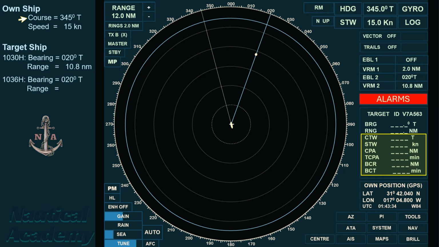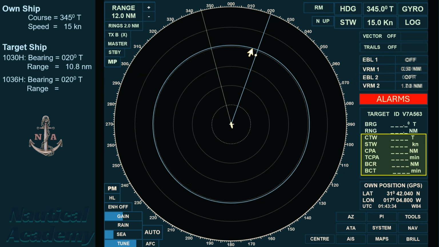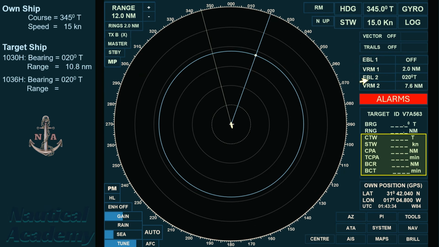If both the target and own ship maintain their present course and speed, the target will continue to move closer to own ship along this bearing line, indicating a risk of collision. Now, let's move the variable range marker to the target's new position, and note the range. The VRM indicates a distance of 7.6 nautical miles. This is our second observation, taken at 1036 hours.